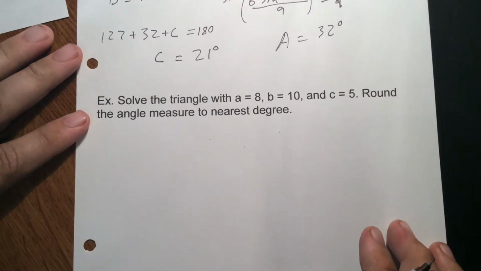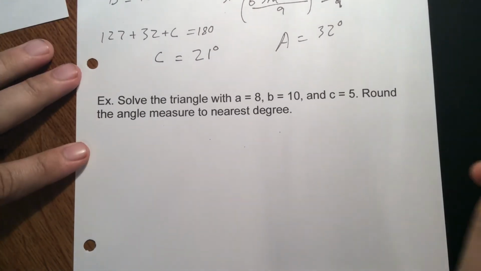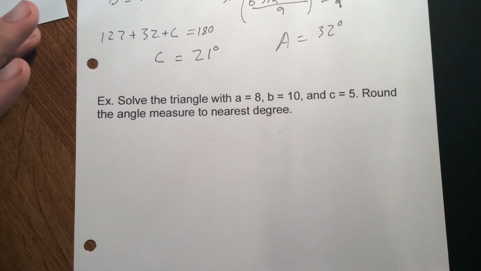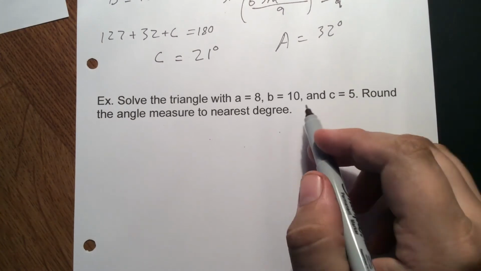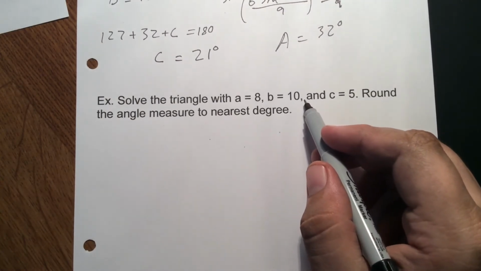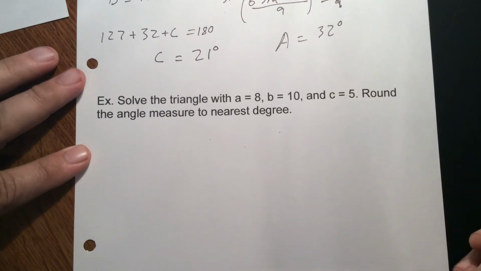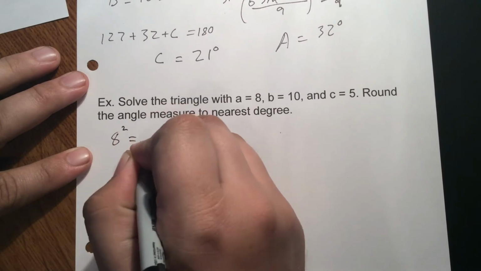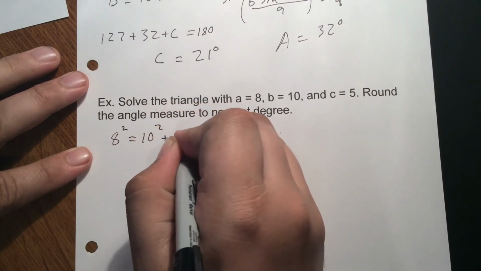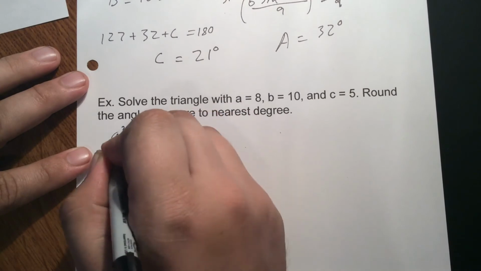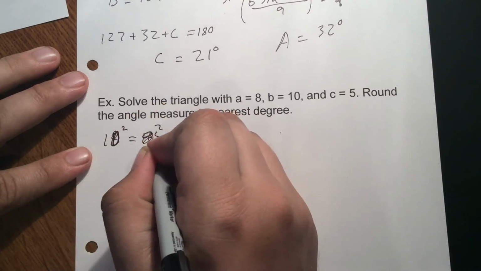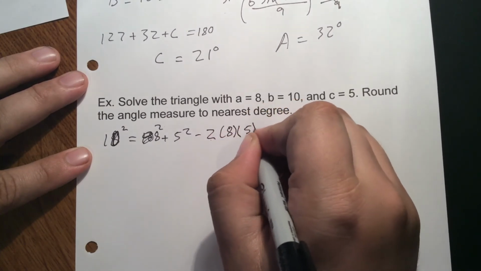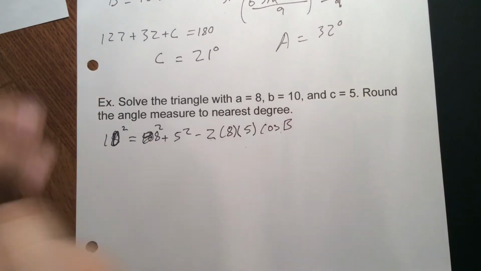So same idea here. Have our A, our B, and our C, those three sides. So we're going to use the law of cosines. Again, B is the bigger one, so let's start with finding angle B first. So 8 squared equals 10 squared plus 5 squared. I already messed this up. This should be 10, and this should be 8. Minus 2 times 8 times 5 cosine B.